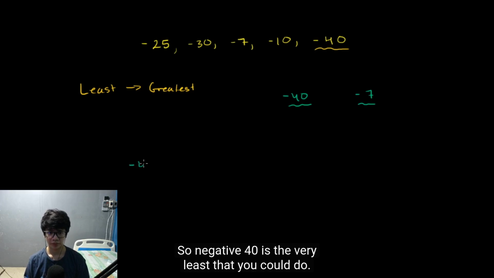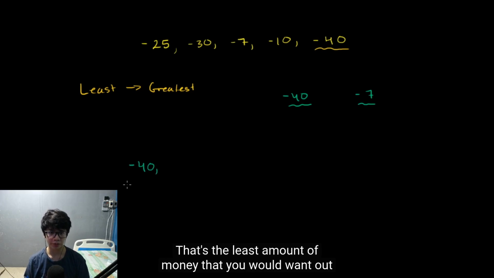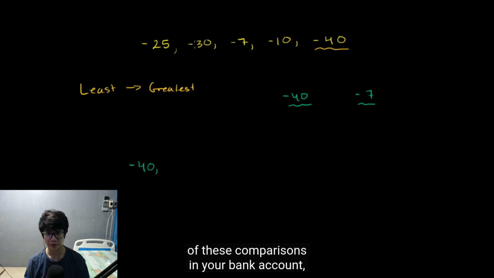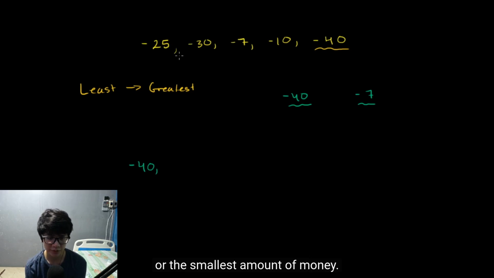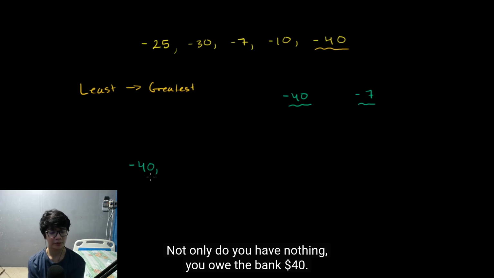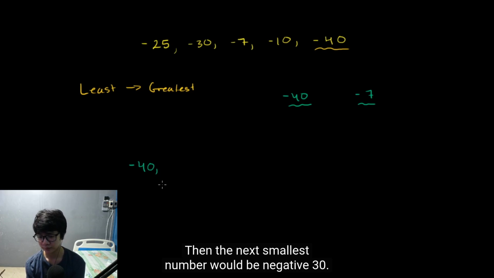So negative 40 is the very least that you could do. That's the least amount of money that you would want out of these comparisons in your bank account, or the smallest amount of money. You owe the bank $40. Not only do you have nothing, you owe the bank $40. Then the next smallest number would be negative 30.